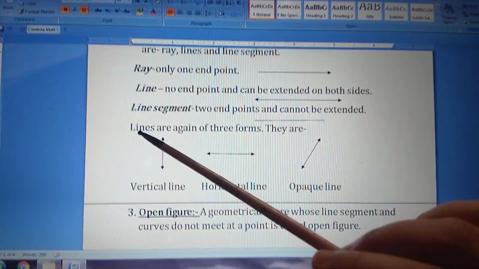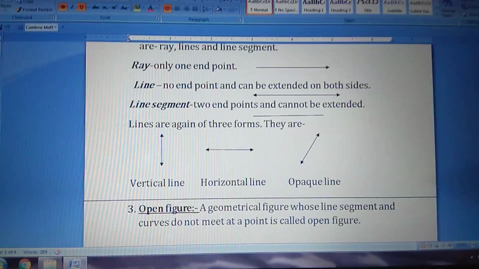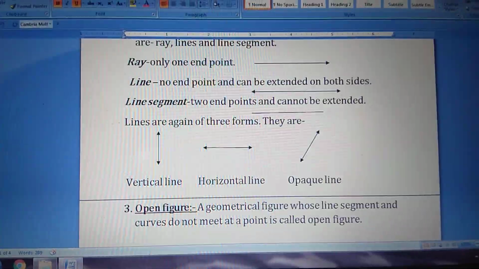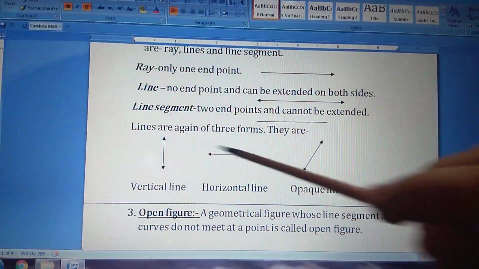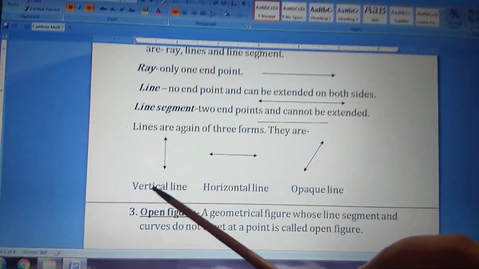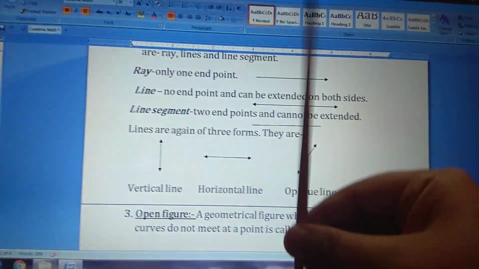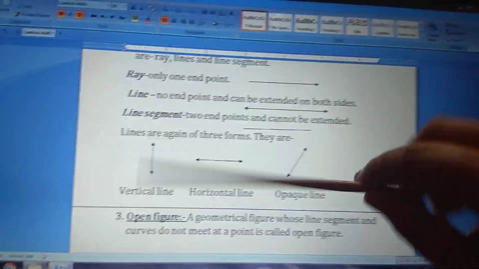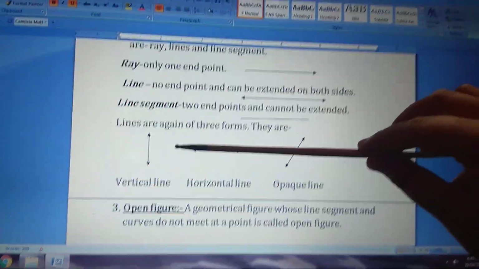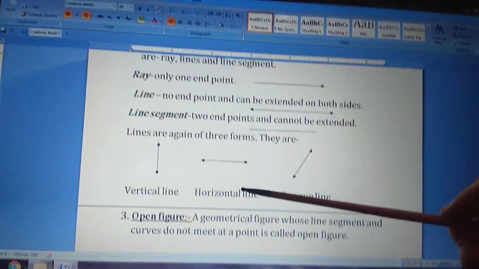Then comes lines, which are again of three forms. This line I have drawn has three forms. What are those? One is the vertical line, that is straight in this way. In this way it is straight, it is vertical. And if it is lying this way, it is called a horizontal line.